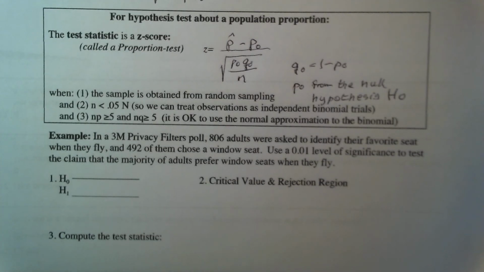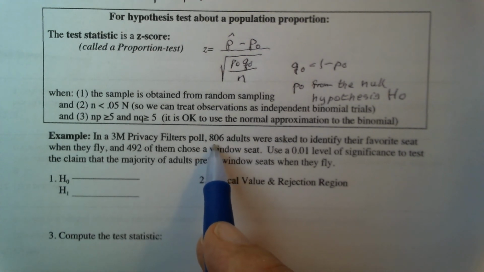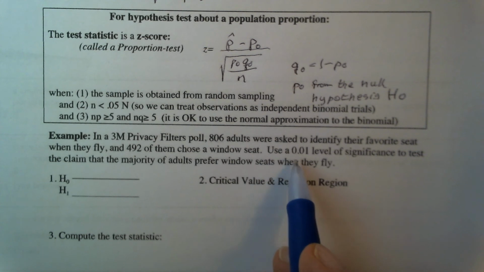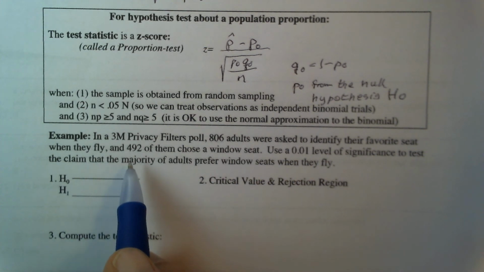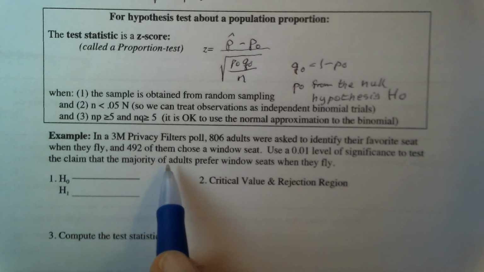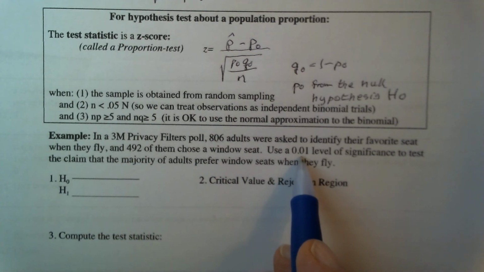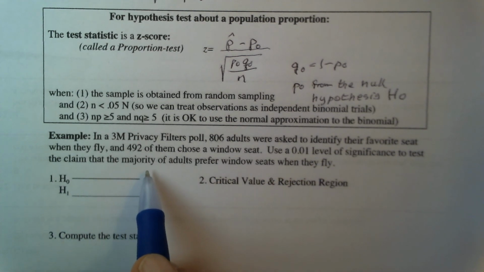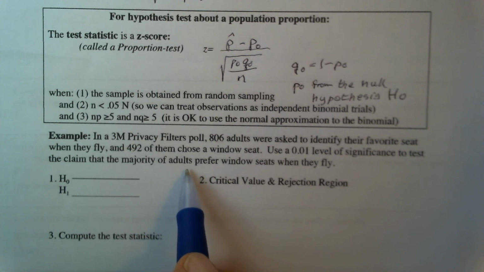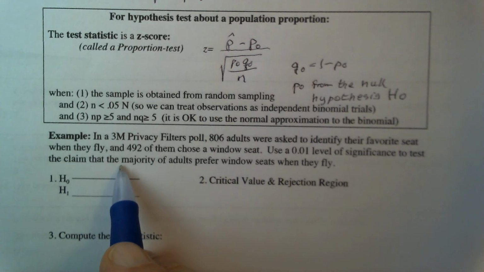So let's look at an example. In a 3M privacy filters poll, 806 adults were asked to identify their favorite seat when they fly, and 492 of them chose a window seat. Use a 0.01 level of significance to test the claim that the majority of adults prefer window seats when they fly. So what does majority mean?